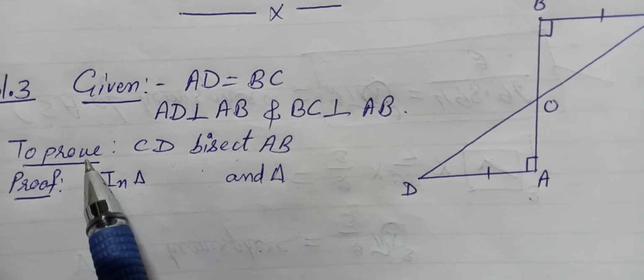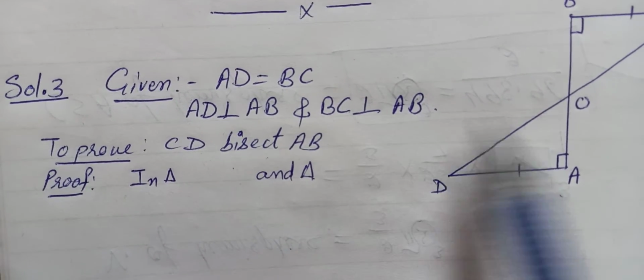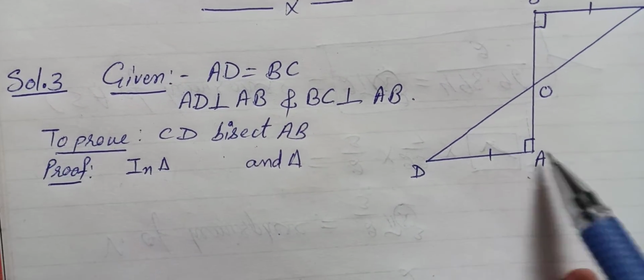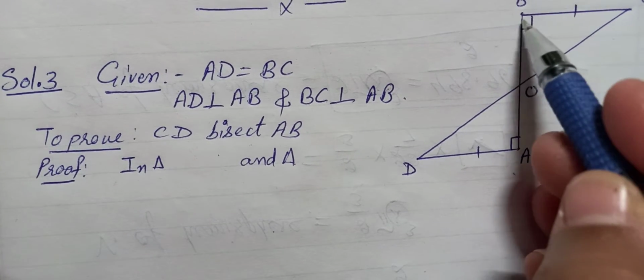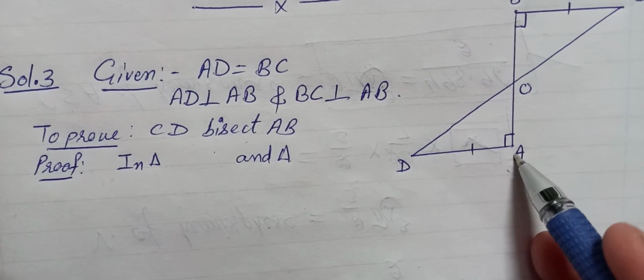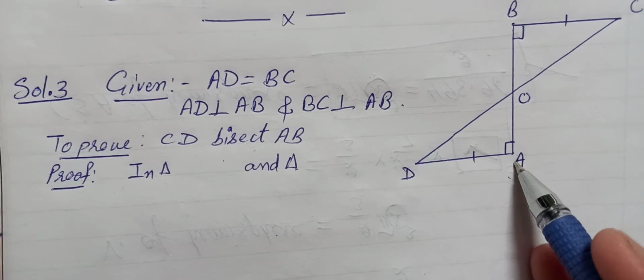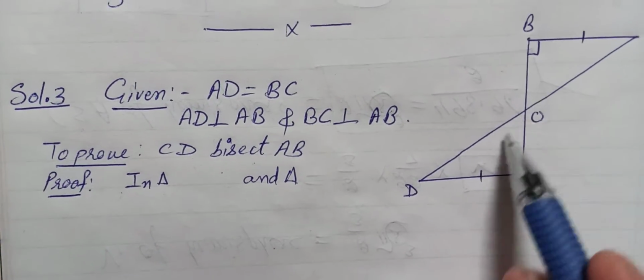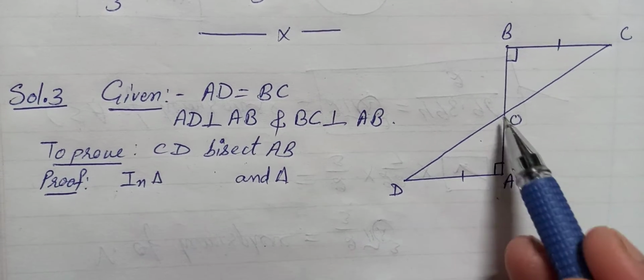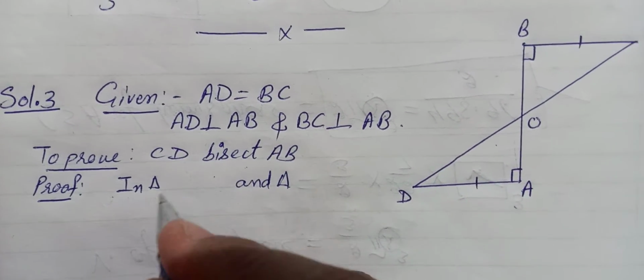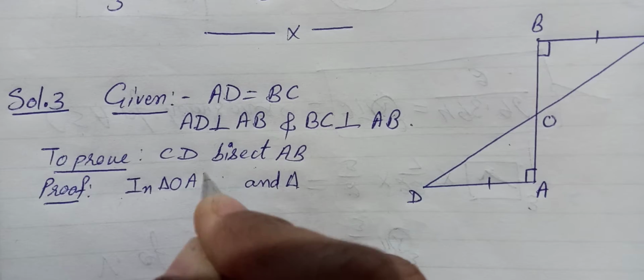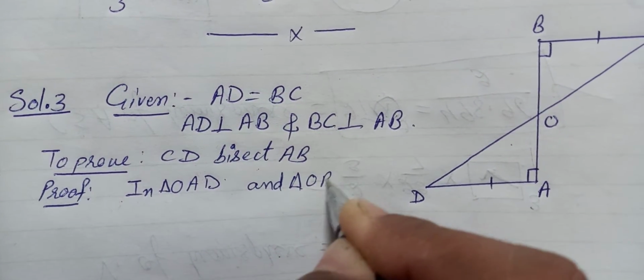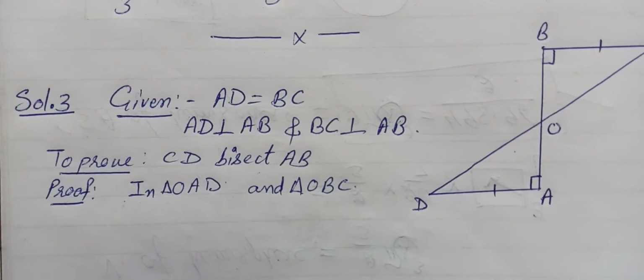Next we have to prove that CD bisects AB. That means we have to prove that this OB is equal to this OA. So now in the proof we will take these two triangles. We write OAD and OBC triangles. So in triangle OAD and triangle OBC.